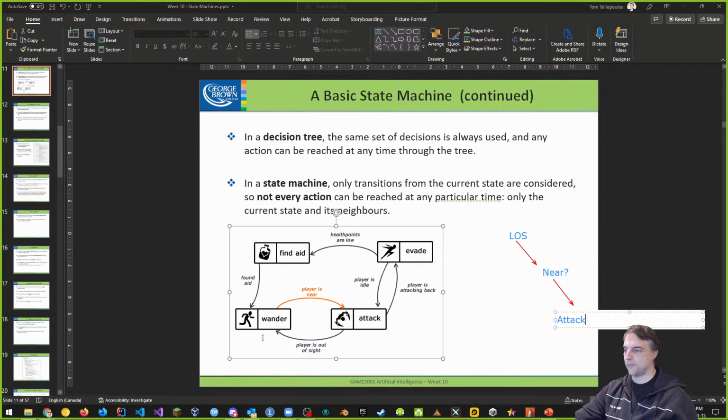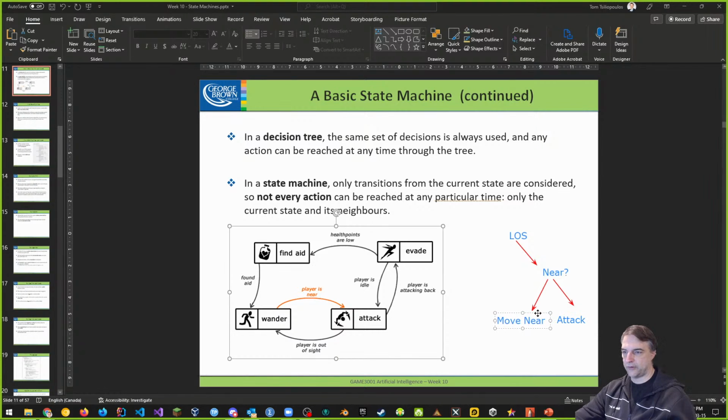Then, well, this doesn't make any sense, because if the player is not near, then I have line of sight. Maybe I want to move near. So if I'm not near, maybe I want to move. That might be an action that I want to take. I don't have that inside here, but it's implied that I'm going to somehow move to the player. So maybe this would be move near. I mean, I need to move to attack, right? What am I going to do?